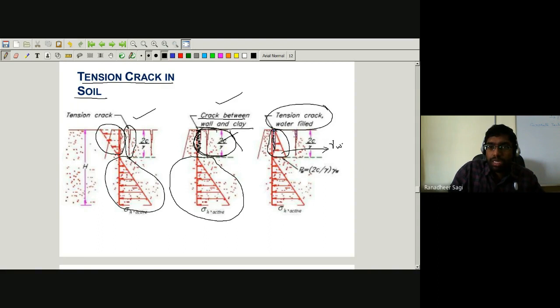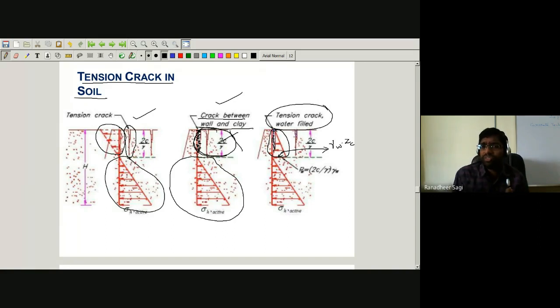gamma W into Z. Okay, so what is the maximum pore water pressure developed? It's obviously at depth Z equal to ZC. So in that case, Z is equal to ZC. And what is ZC? It's nothing but 2C dash by gamma into root Ka. If the soil is in undrained condition, that means phi is equal to 0, then you'll have your expression as 2C by gamma.